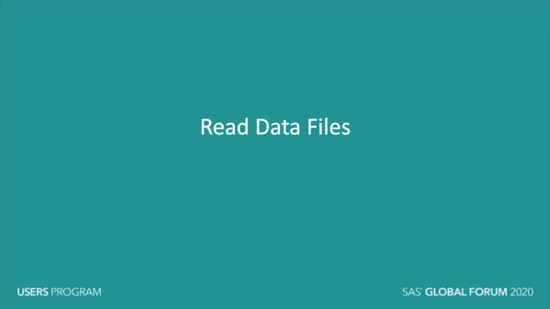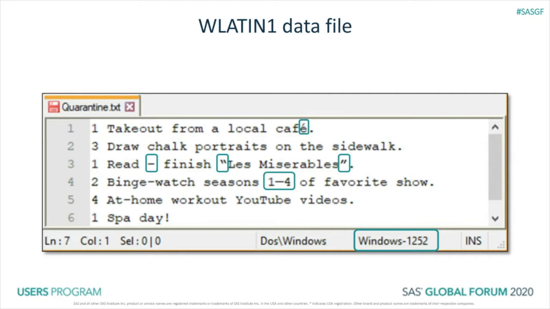When you read a data file into SAS, it's important to know the encoding of the data in the file. Here I'm displaying a file I created in an editor called Notepad++. That tells me that the encoding of the data inside the file is Windows 1252. That encoding is actually the same encoding that SAS calls WLatin1. I've highlighted a few characters that we'll look at in just a moment.